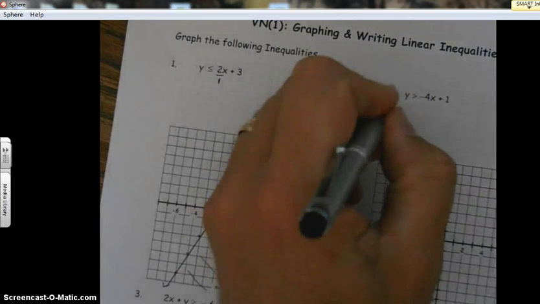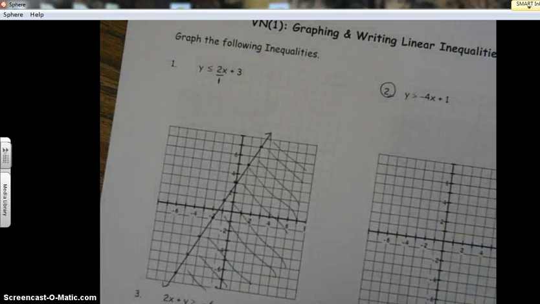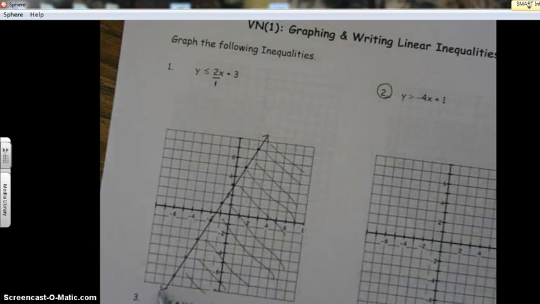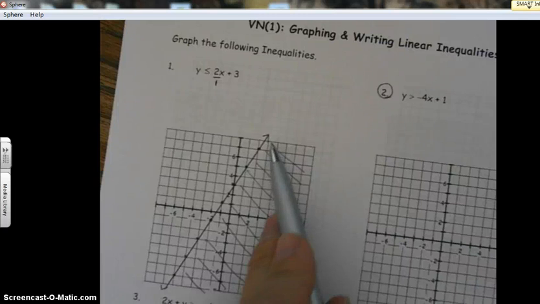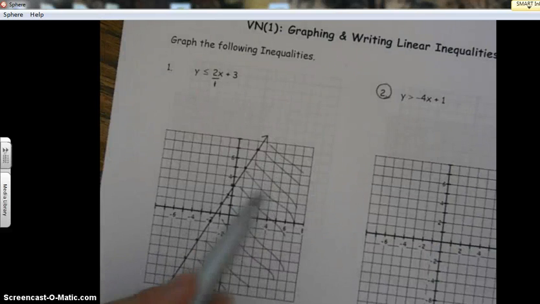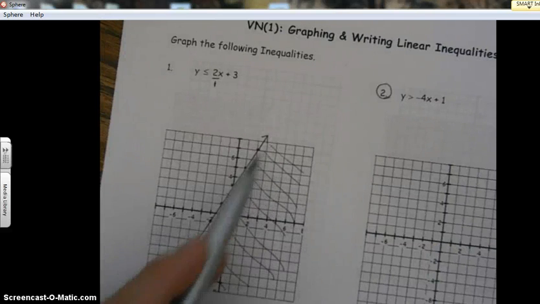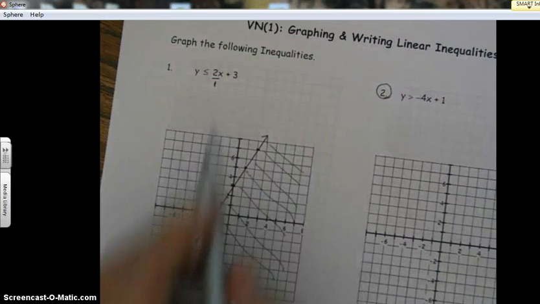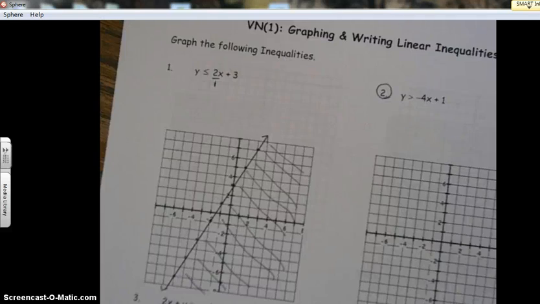So I'll let you practice on number 2. Now on number 2 there's no equal, so your line is going to be dashed, okay? Which means that there are no solutions on the line if it's dashed. Here the solutions are in the shaded region and on the solid line. They all represent solutions to this inequality.